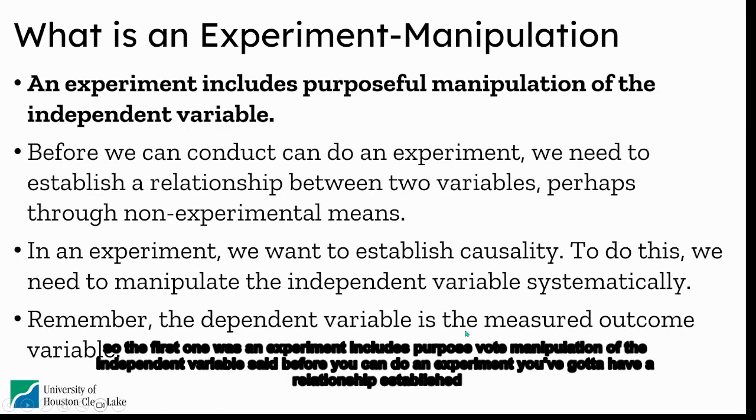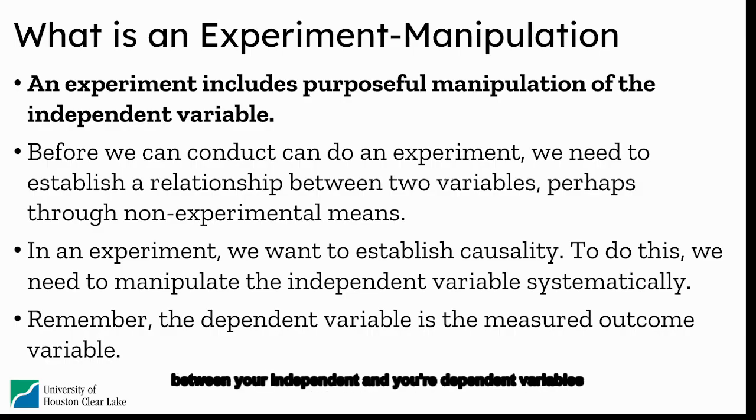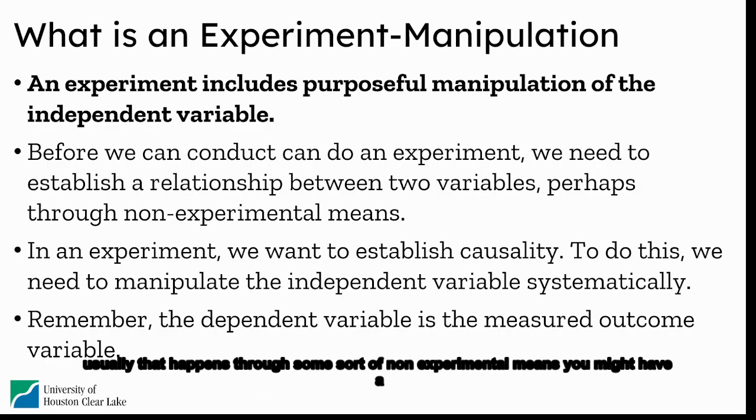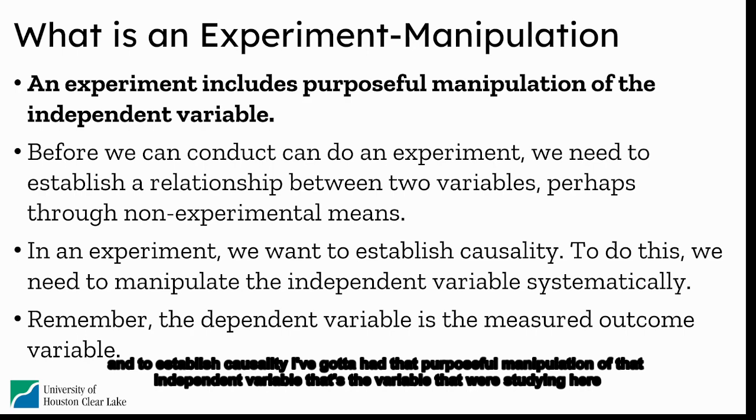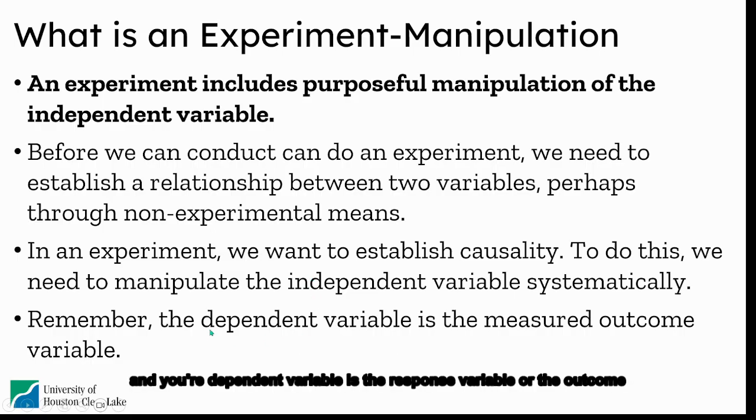So the first one was an experiment includes purposeful manipulation of the independent variable. So before you can do an experiment, you've got to have a relationship established between your independent and your dependent variables. Usually that happens through some sort of non-experimental means. You might have a correlational study out there that has shown that there is a correlation between these 2 particular variables. Now we want to establish causality. And to establish causality, I've got to have that purposeful manipulation of that independent variable. That's the variable that we're studying here. And your dependent variable is the response variable or the outcome variable that we're measuring.